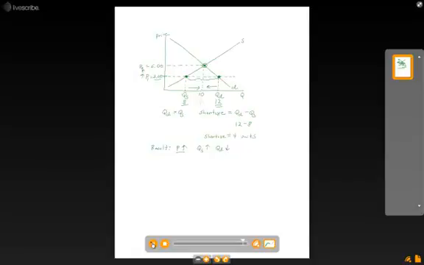At the price of $5, demanders will say, I'm willing and able to buy 10 units of the good. Suppliers will say, I'm willing and able to sell you 10 units of the good, and therefore the market will clear at the price of $5.